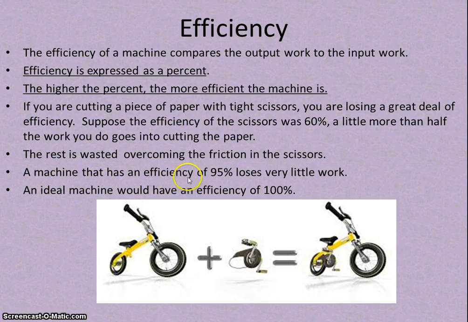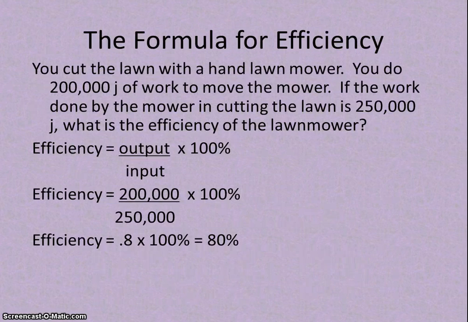So a machine that has an efficiency of 95% obviously loses very little work. Unfortunately, something that has 60% efficiency, we're losing a lot of work to friction. When you have lots of parts that are connected to each other, you're going to lose more of that work, right? Absolutely. Once again, that ideal machine is going to have an efficiency of 100%. Not going to happen here on Earth, is it? No, no, no. Don't forget the formula for efficiency: output divided by input, and multiply that by your 100%, and that gives you the percentage.